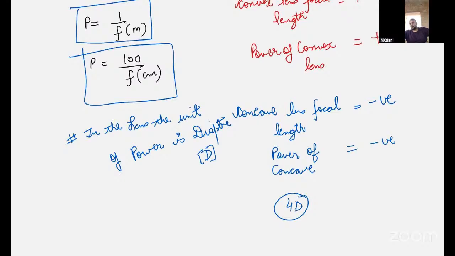Sir, is the focal length of a convex lens positive and the power of a concave lens negative? Yes. Concave focal length is negative. Power is also negative. He's a very negative person. Power of a convex lens is positive because focal length is positive. Very positive person, just like my pastor. So, positivity is everywhere. Got it?